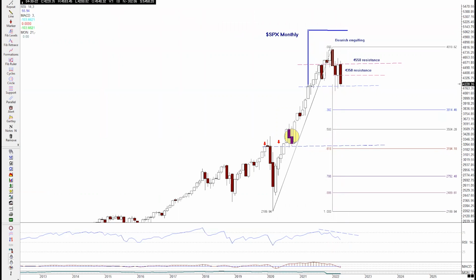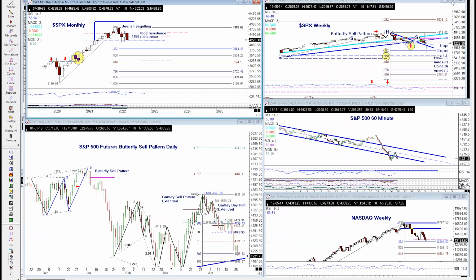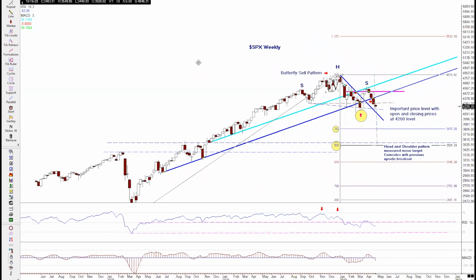So let's go look at a weekly chart now of the SPX, and we're going to be able to see this head and shoulder pattern that I have labeled in here. Over here is where I'm marking the left shoulder of this pattern. Up here, right around these highs, was a butterfly sell pattern, and market declined from there. It's had a rally back up and has tested this level a number of times. That's right around that 4,200 level that we looked at.